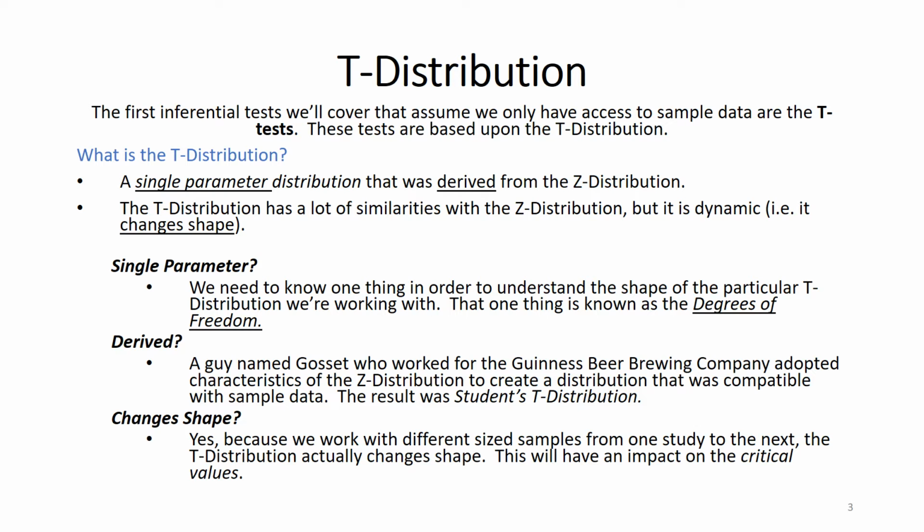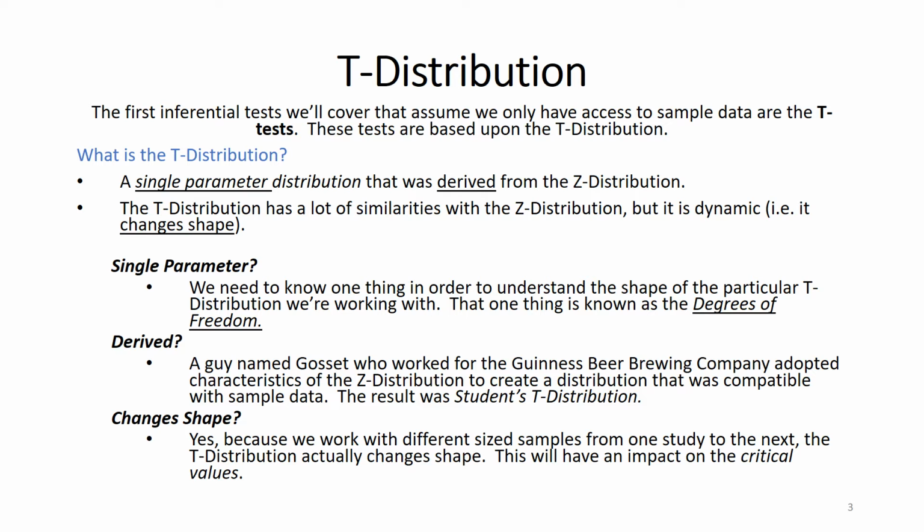Well, a guy named Gossett, and this is back in the early 20th century, worked for the Guinness Beer Brewing Company, and they were doing sample testing with beer. And one of the things he realized was you can't use the concept of the z-distribution and the area under the curve that we've been working with so far. It doesn't hold up when you're working with small sample sizes. So he adopted the characteristics of the z-distribution to create a distribution that was compatible with sample data. And the result was published under the name Student's t-distribution.